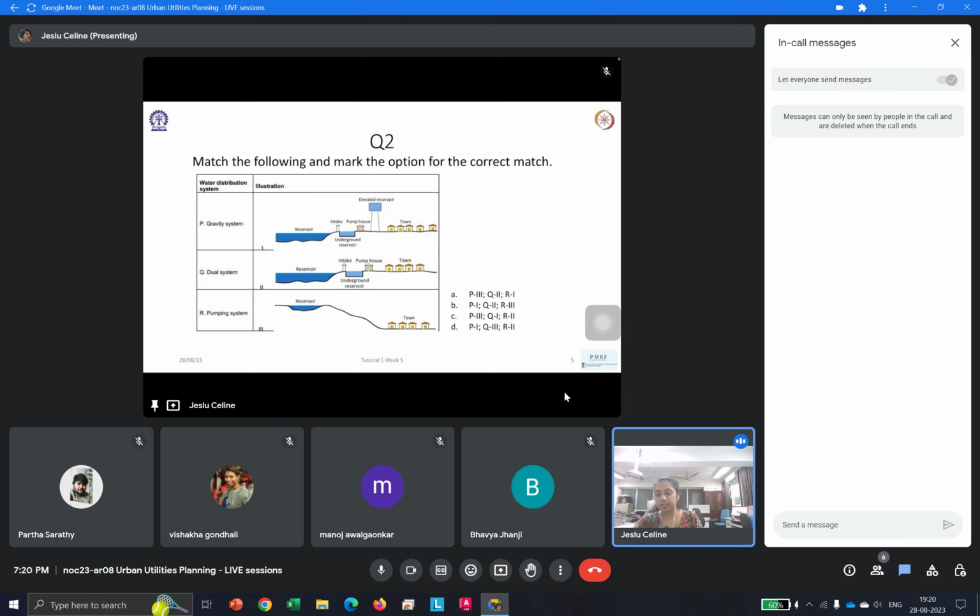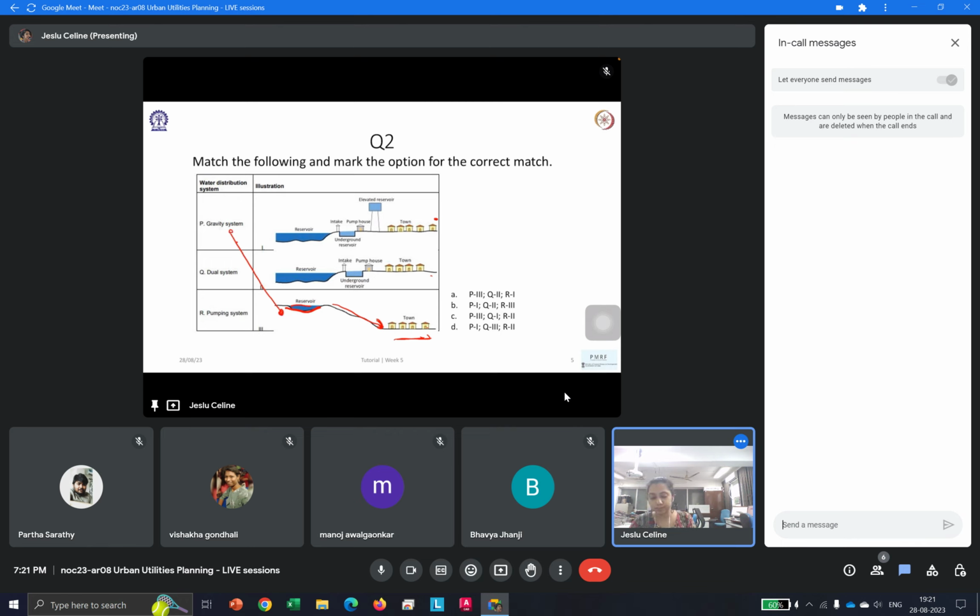So next question is we have to match the following with the correct option. So we have gravity system, dual system, and pumping system. So let's see which of the following is a gravity system, one, two, or three. Three, yes, that's very simple. So you have a reservoir on top, and by means of gravity, the water is brought down into the town area, and there is no other pumping or anything which is involved in this. So correct. So three is gravity system.